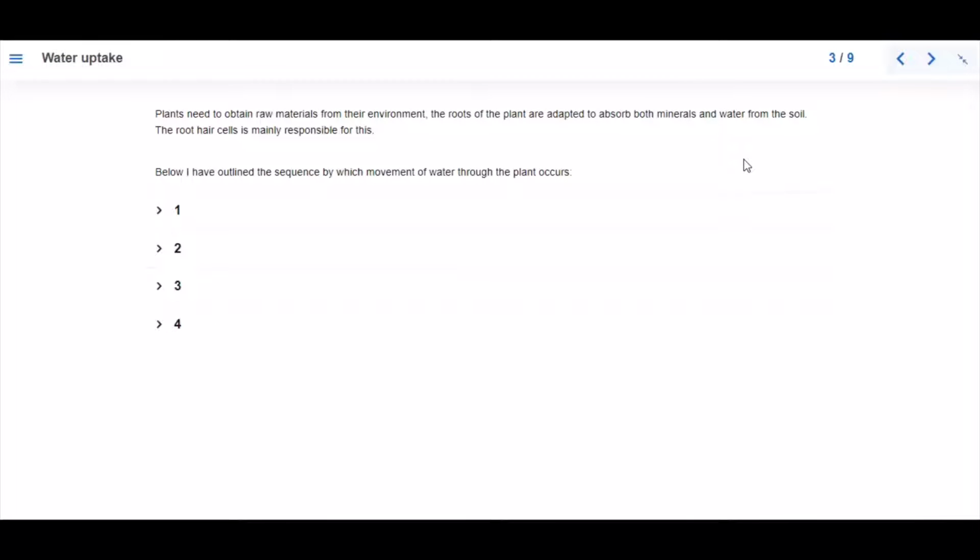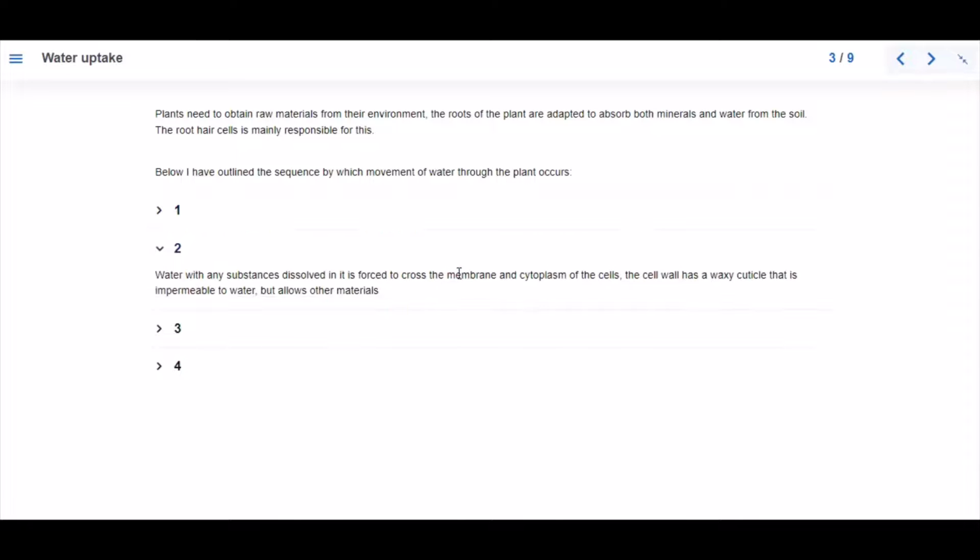Water uptake in transport system in plants. Plants need to obtain raw materials from their environment. The roots of the plant are adapted to absorb both minerals and water from the soil. The root hair cells are mainly responsible for this. So here I have outlined the sequence by which movement of water through the plant occurs. Water is drawn up the xylem to replace water lost at the leaves. This upward flow of water is the transpiration stream.